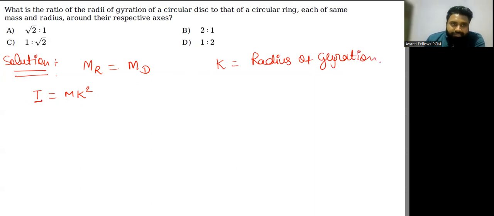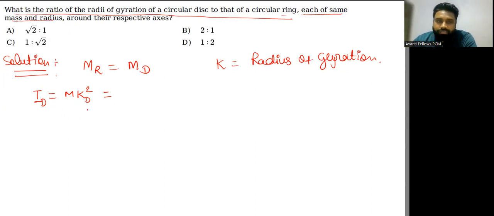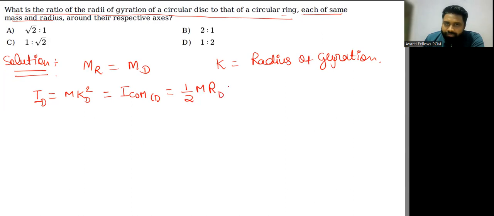Now, if you calculate it for the disk, this is I D, this is for K D, M K D square, which is equal to... like, what is the ratio of radii of gyration of the circular disk to the circular ring, each of the same mass and radius? So we know that the moment of inertia about this gyration axis is exactly equal to the moment of inertia about the center of mass of that body. So the moment of inertia about the center of mass of the disk will give you 1 by 2 M R of disk square. This is equation number 1.